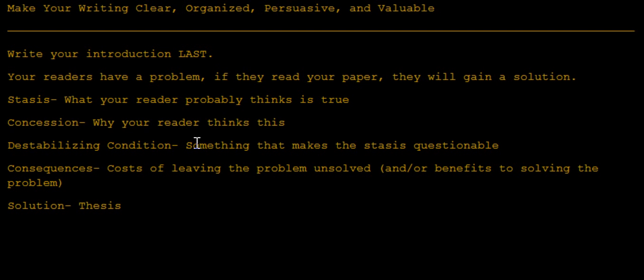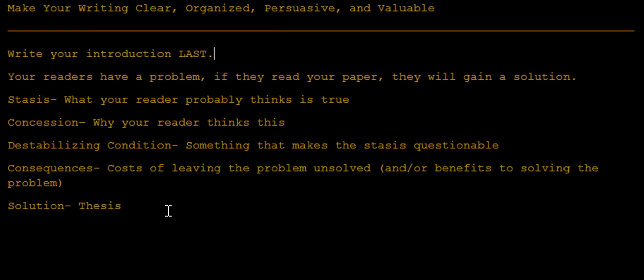Destabilizing condition, something that makes the stasis questionable. The thing is, readers also read it first. Consequences, costs of leaving the problem unsolved. They will base their opinion of the entire paper based on what they read in the introduction. Shoddy introduction, they'll think you're writing a shoddy paper. Solution, thesis, write your introduction last once you've gained a thorough understanding of all the things you want to say.